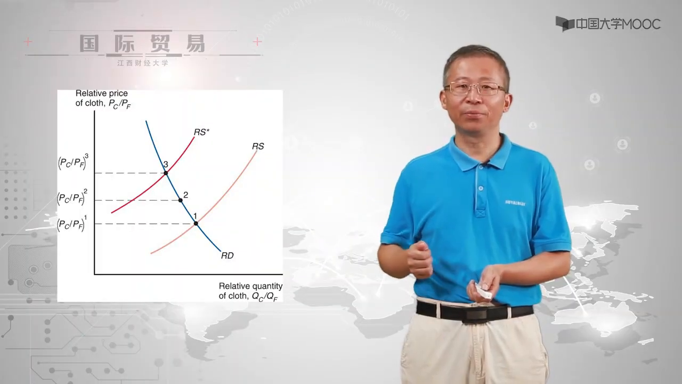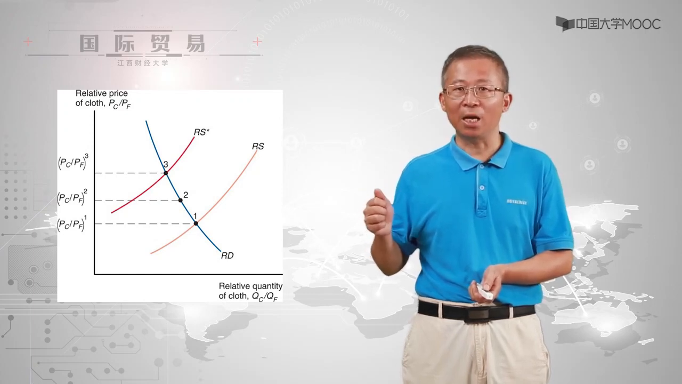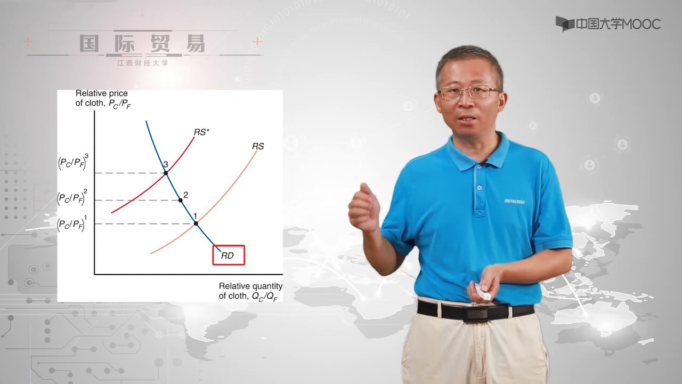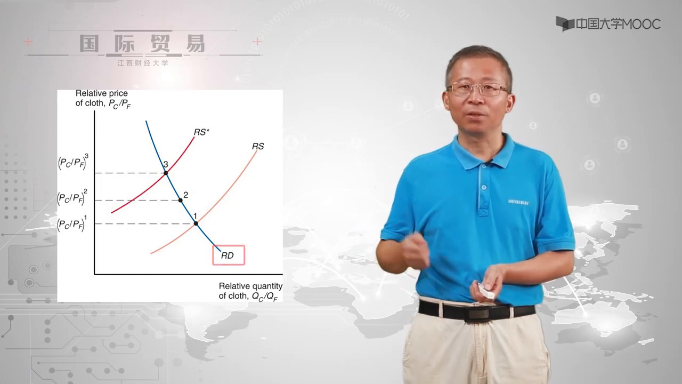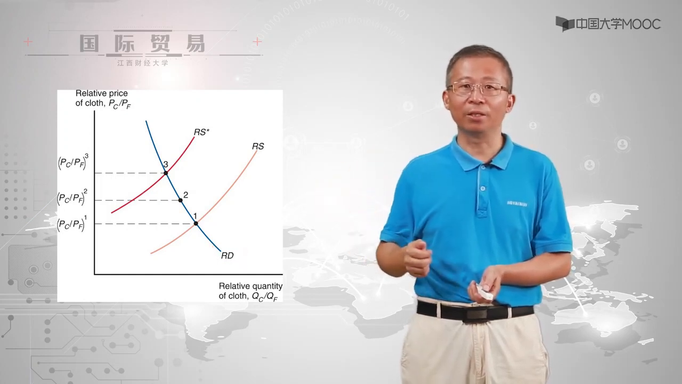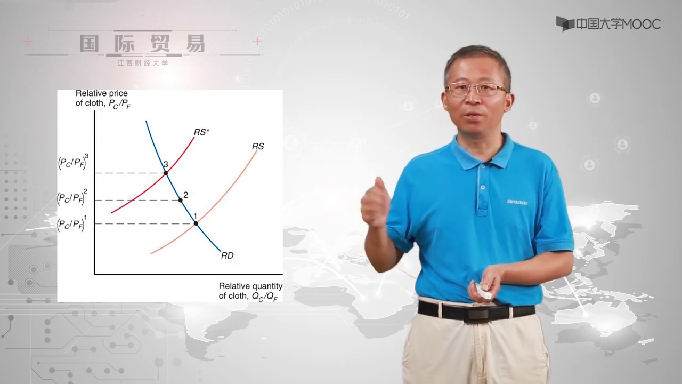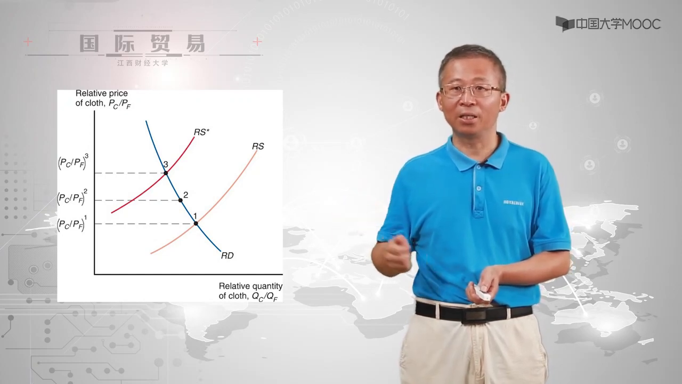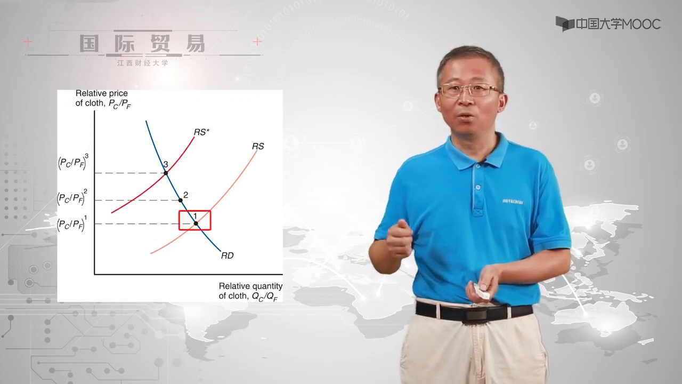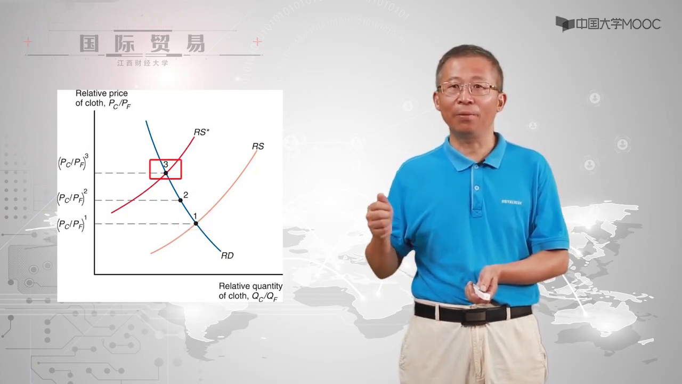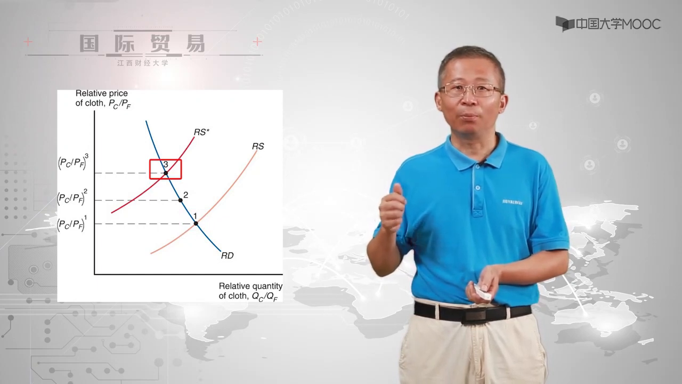Look at figure 1. Because we have assumed that the two countries have the same preferences, the relative demand curve RD will be the same for both countries. If there were no international trade, the relative price of clothes, PC over PF, would be lower in home than in foreign. That is, in the absence of trade, the equilibrium for home would be at point 1, while the equilibrium for foreign would be at point 3.